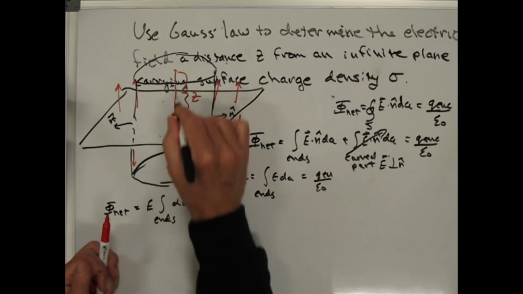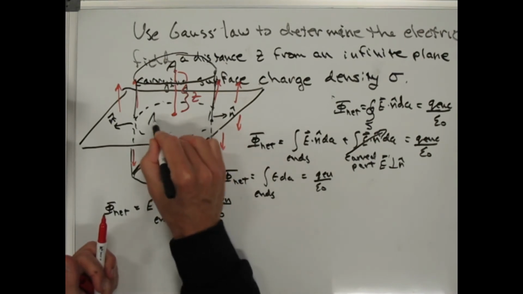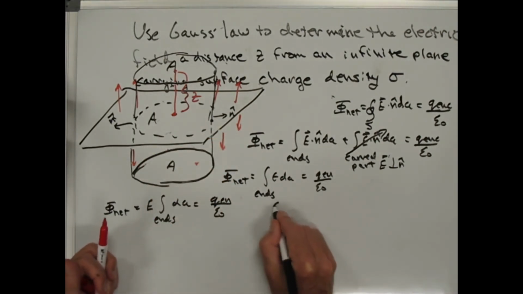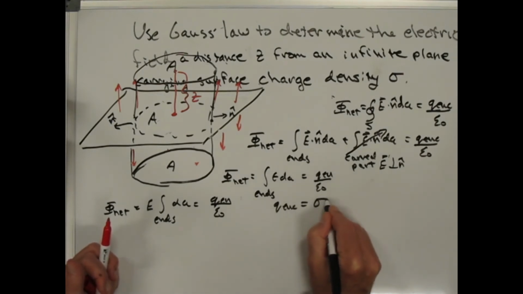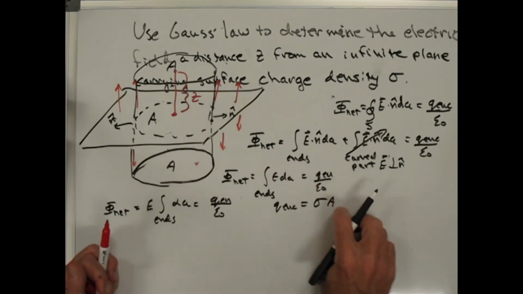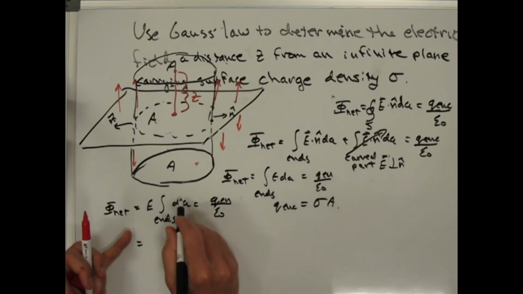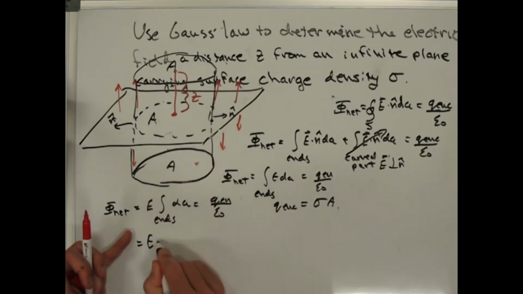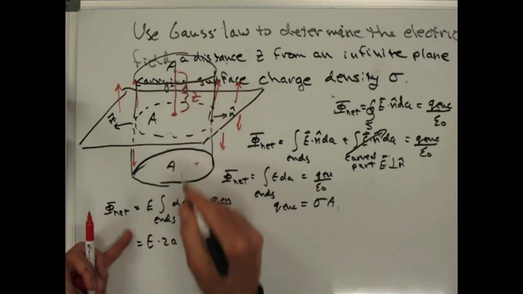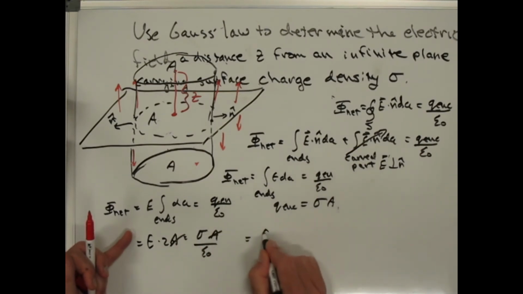Well, if the ends have area A and A, that means they cut the plane also with area A, right? And that means Q enclosed, which is just the charge density times the area, is just exactly that. It's the charge density times how much area is enclosed by the cylinder, and the area of the ends is just 2A. So E times 2A, that's the integral of dA over the two ends, is equal to sigma, I was using a capital A, times the area over epsilon naught. The A's cancel, and I get the electric field is equal to sigma over 2 epsilon naught.